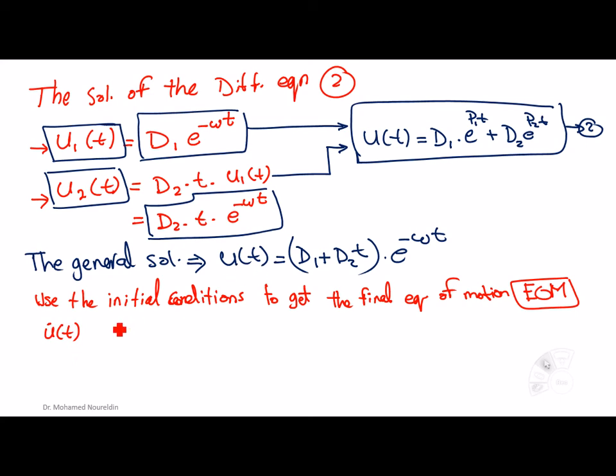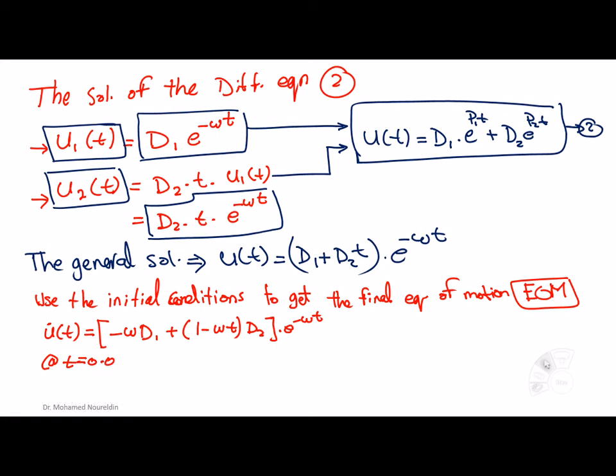From here, u dot of t is going to equal minus omega d1 plus 1 minus omega t times d2 times e to minus omega t. You can get this by the chain rule. We're going to find that you have two functions here, and the independent variable t is in two different functions, d2 t times the exponential function. By the chain rule and rearrangement, you're going to obtain this equation. Then add the initial condition, meaning at t equal to 0, what will happen?